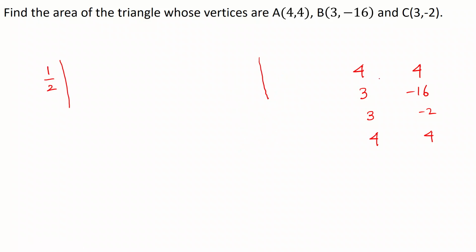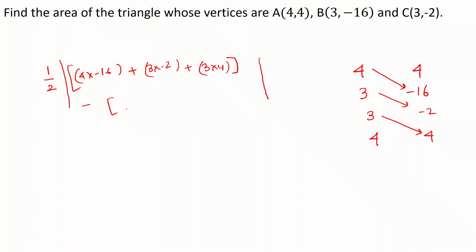So what you need to do, first of all, is multiply this with this, plus this into this, plus this into this. So first of all, we have to write down 4 into minus 16, plus 3 into minus 2, plus 3 into 4. So you find out what this value is, and then what you need to do is subtract something. What do we need to subtract? We need to subtract this into this, plus this into this, plus this into this.